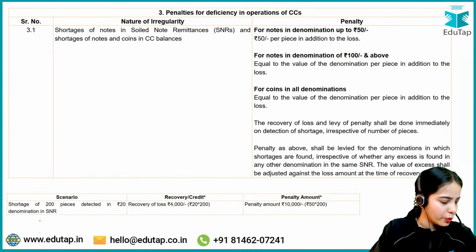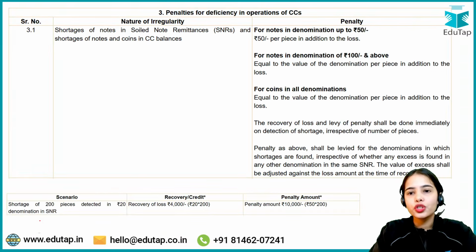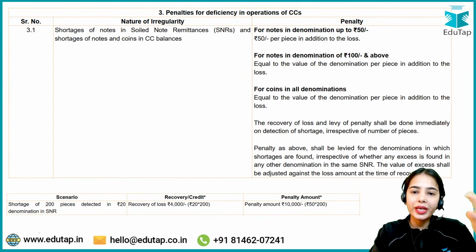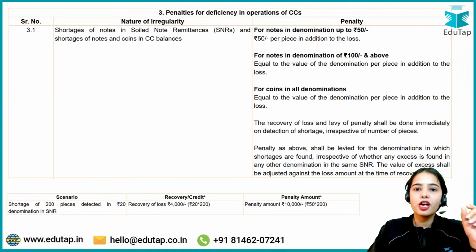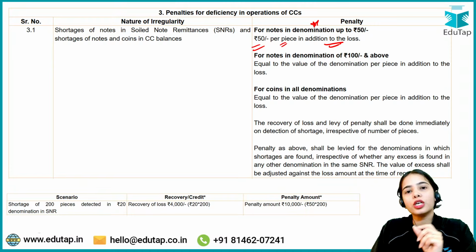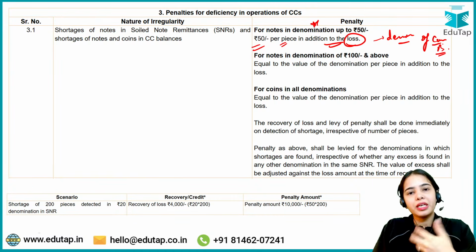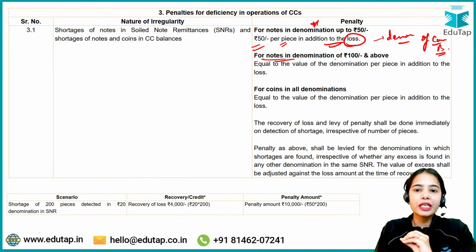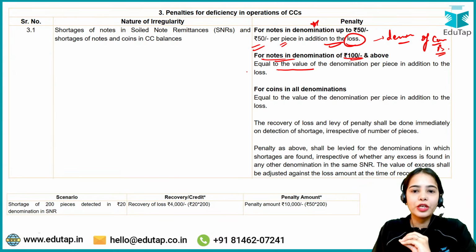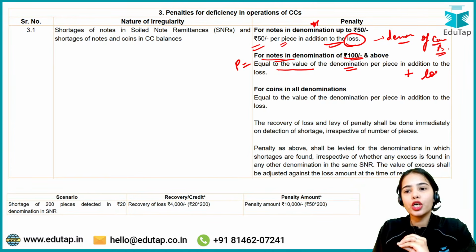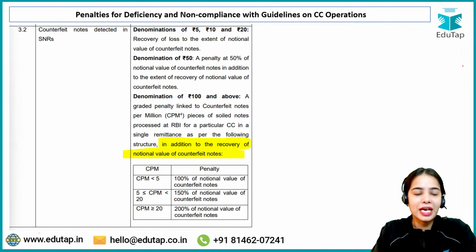Okay, any confusion, anyone? Next is, so here we have discussed the basic idea. Read it once again so that you can keep the important information in mind. For notes in denomination up to 50 rupees, the penalty is 50 rupees per piece in addition to the loss. Loss is always the denomination of the currency or the banknote that has been lost. For notes in denomination of 100 rupees and above, the penalty is equal to the value of the denomination per piece in addition to the loss that has happened.